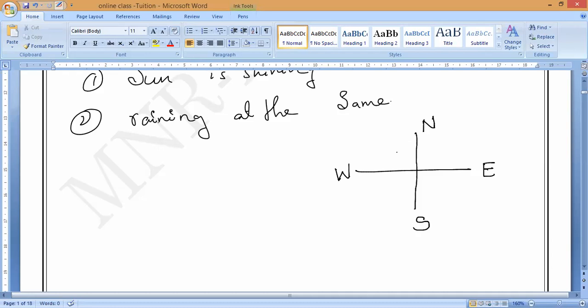Now, I am seeing the rainbow in the west direction. Then where should the sun be? East direction. All of you should remember, the sun is in the east direction. Suppose I am seeing the rainbow in the south, then where is the sun? North. Opposite.